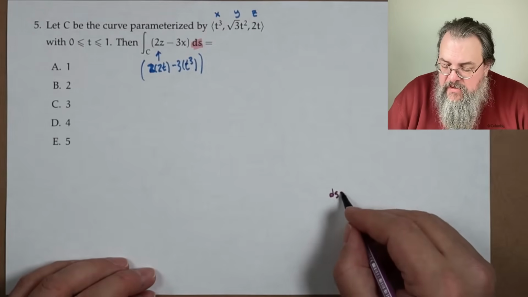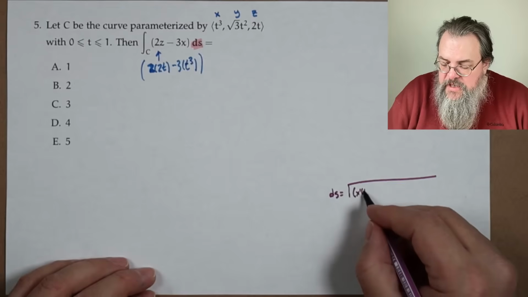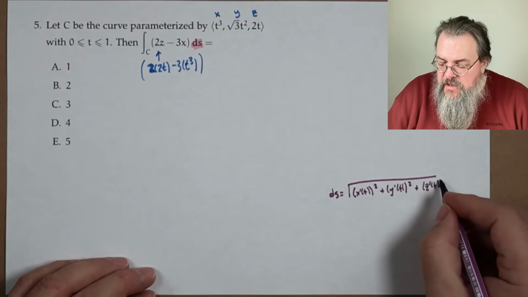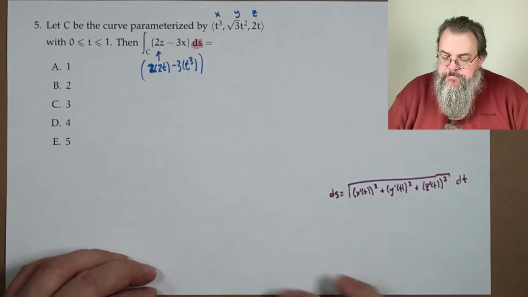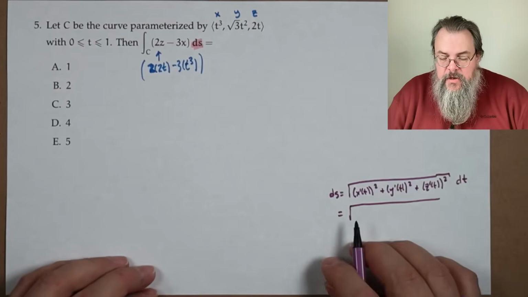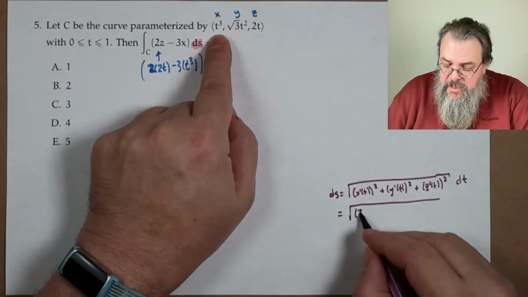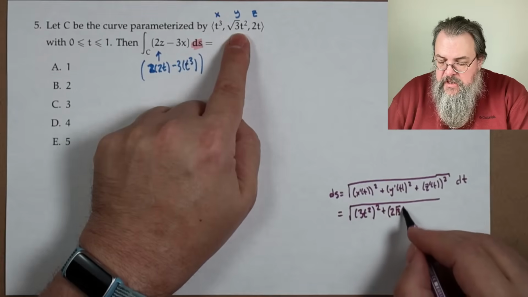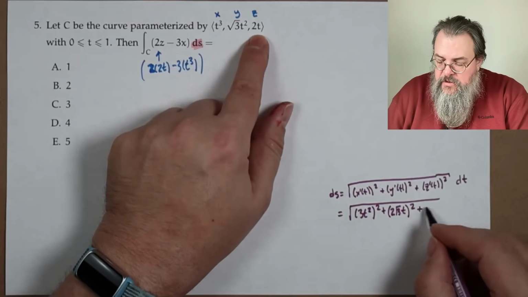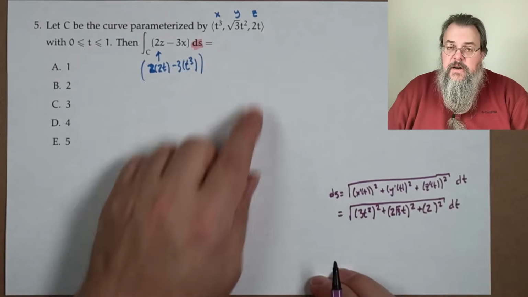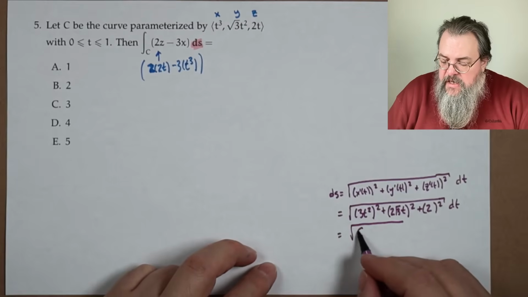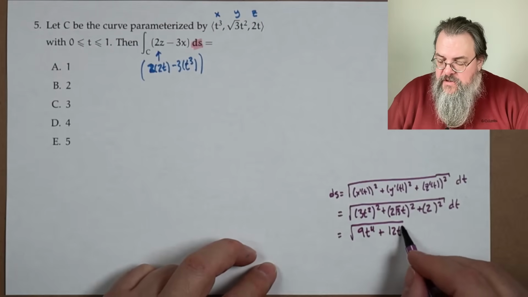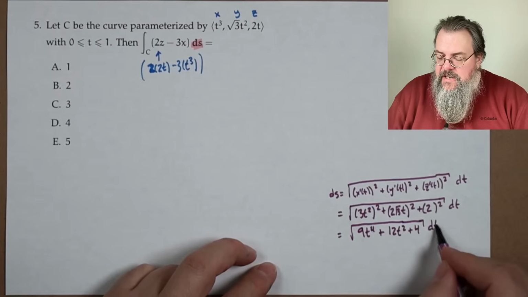So ds is equal to the square root of x prime of t squared plus y prime of t squared plus z prime of t squared dt. All right, so in our case, this becomes, well, the derivative of t cubed, 3t squared. Square that. Derivative of y, 2 square root of 3 times t, square that. Derivative of z, 2. Square that. All right. Now, this will be 9t to the fourth. 2 squared is 4. Square root of 3 squared is 3. 4 times 3 makes 12 t squared. And plus 4.